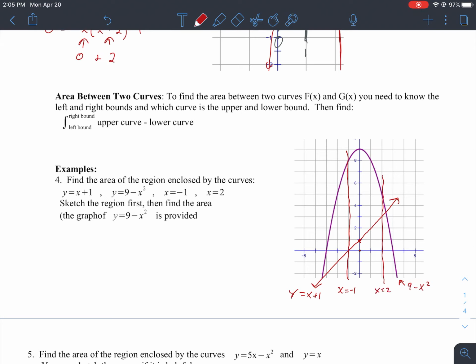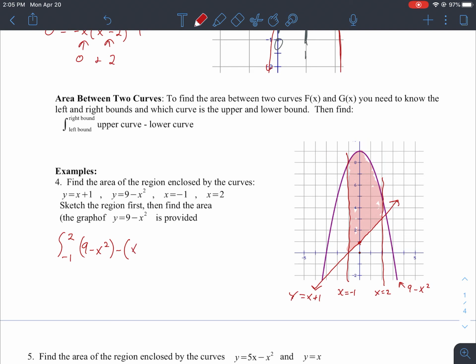Find the area of the region enclosed by these curves. So the area is here. That's the area. Okay, so now I can set up an integral to find that area. My region goes from negative 1 to 2. Now it's my upper curve, which is 9 minus x squared, minus my lower curve, which is x plus 1. So this is the integral that will find the shaded area.